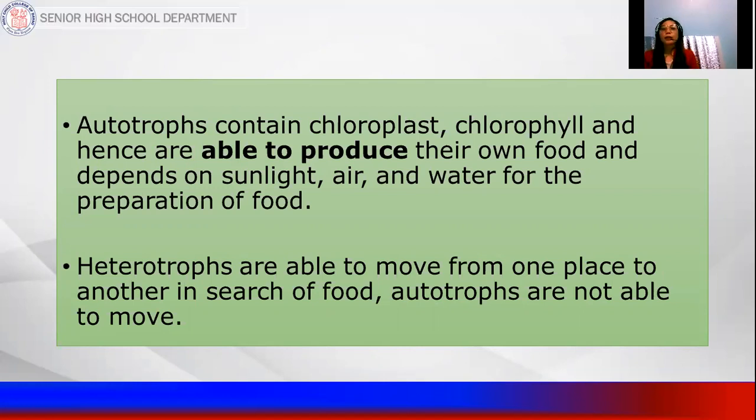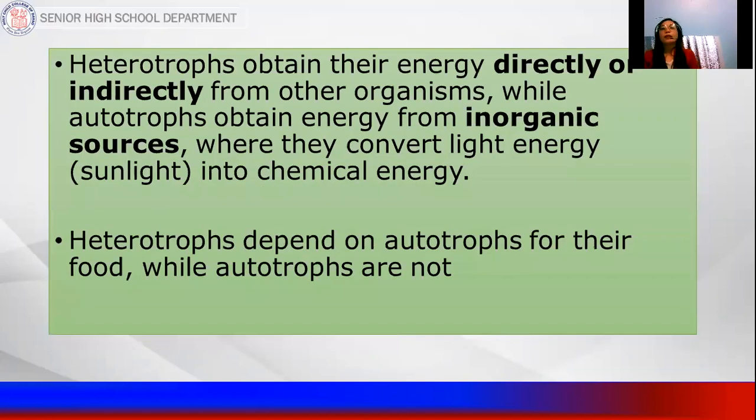Heterotrophs are able to move from one place to another in search of food, while autotrophs are not able to move. Heterotrophs obtain their energy directly or indirectly from other organisms, while autotrophs obtain energy from inorganic sources, where they convert light energy into chemical energy. Heterotrophs depend on autotrophs for their food, while autotrophs do not. The plants cannot get something from us, but heterotrophs depend on the autotrophs mainly for food.